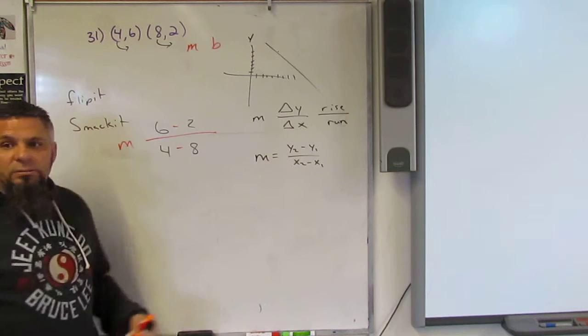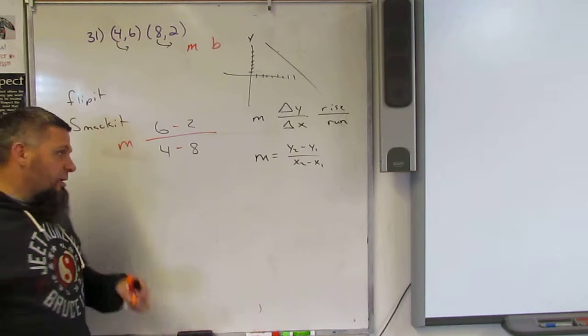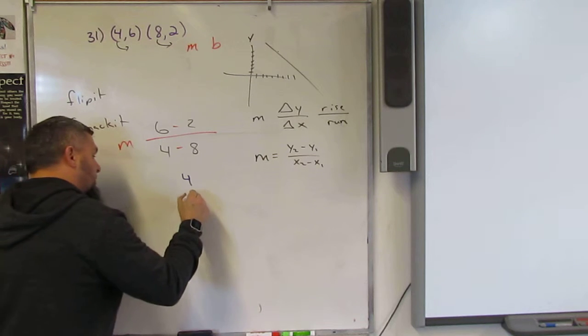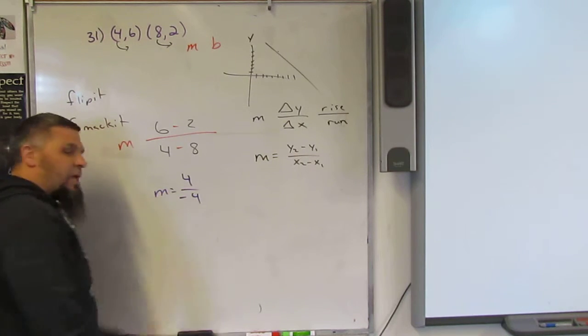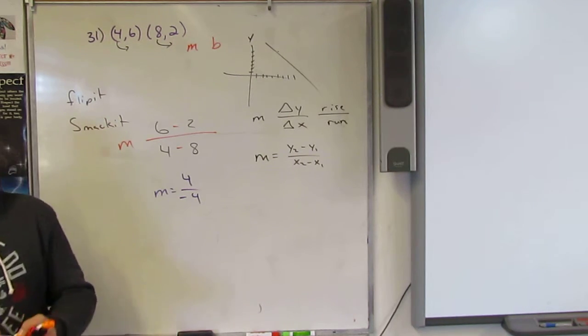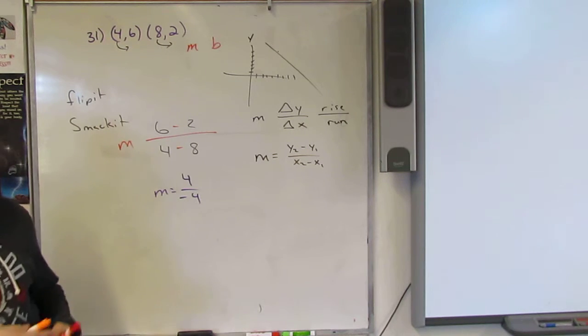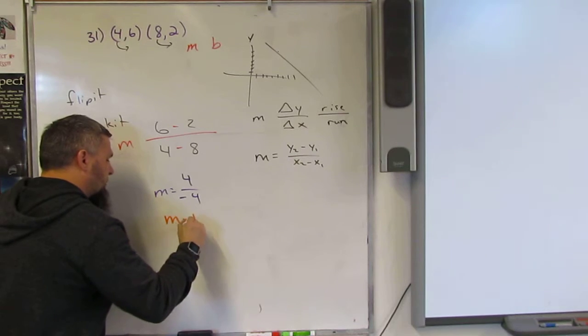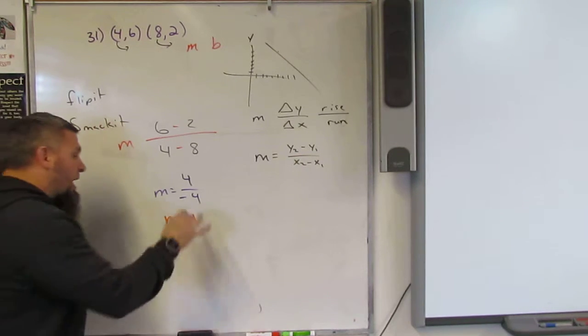6 minus 2. There you go. 4 minus 8. Say no more. What is 4 divided by negative 4? Negative 1. So you have your slope.